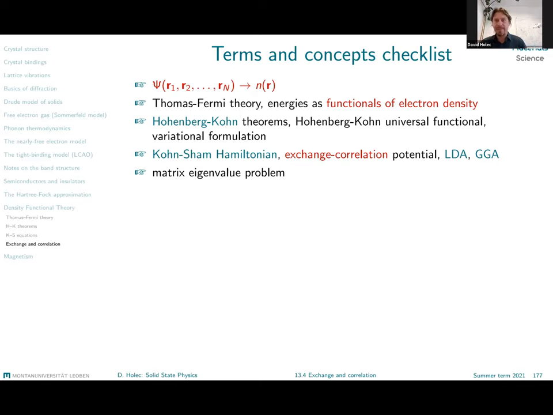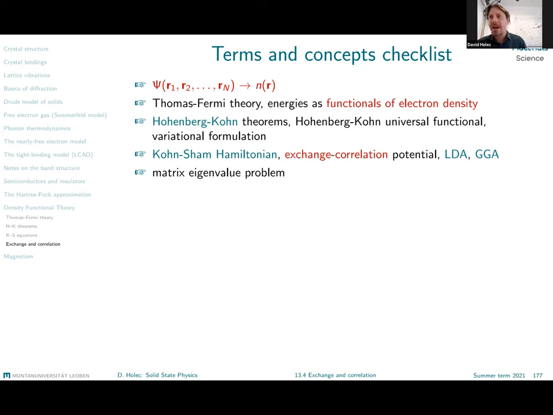This has been based on the Thomas-Fermi theory, which was conceptually a great step forward. It badly failed because of its assumptions. And this was the case until the mid-60s, when Hohenberg and Kohn formulated their theorems, which finally led to the formulation of the Kohn-Sham equations, the Kohn-Sham Hamiltonian. And despite the fact that this looks brilliant, it still outsources the trouble that we had at the beginning with the Schrödinger equation.